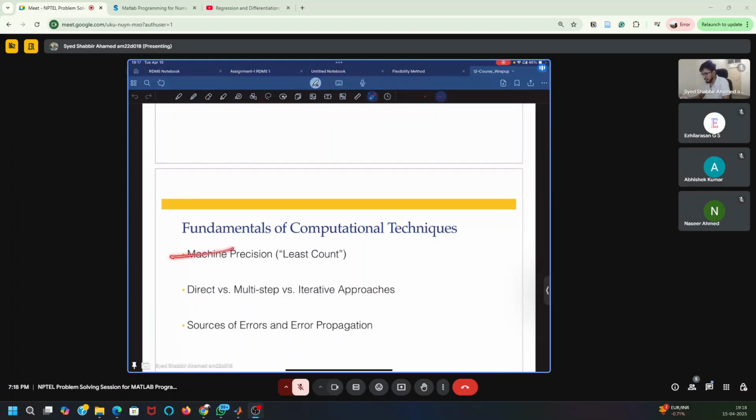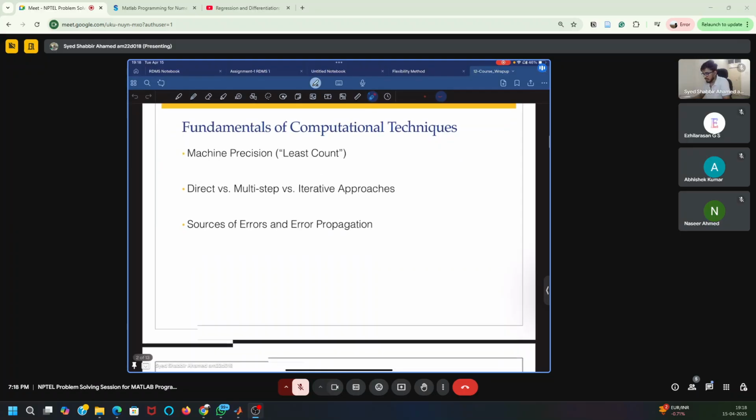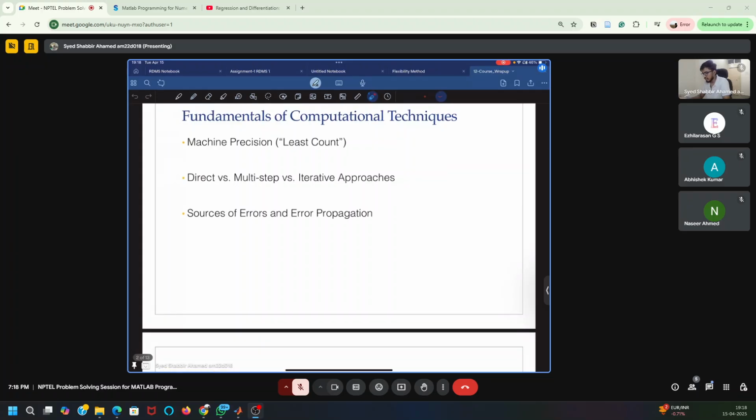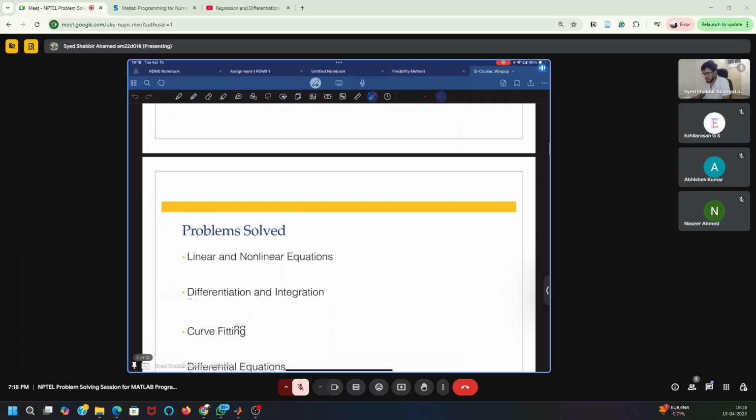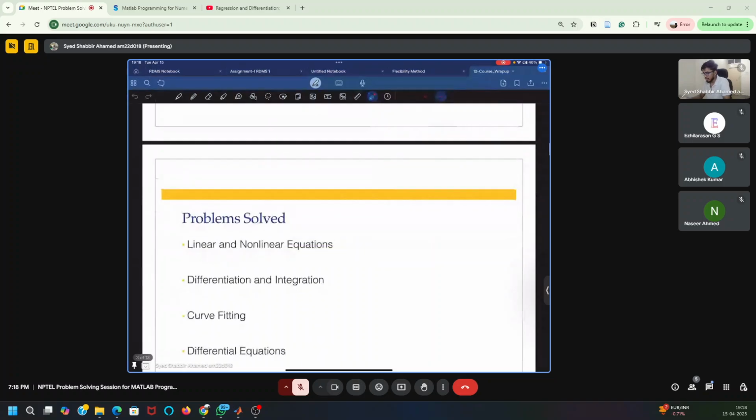Then we went to machine precision, like the least count of MATLAB, and then we also had iterative approaches, all these things like the direct approach, multi-step, all these iterative approaches to solve linear equations or nonlinear equations. And then we also saw how errors occur and how they propagate when we do iterations. All these things we learned, and then we went to solving linear and nonlinear equations, and then we learned differentiation and integration.